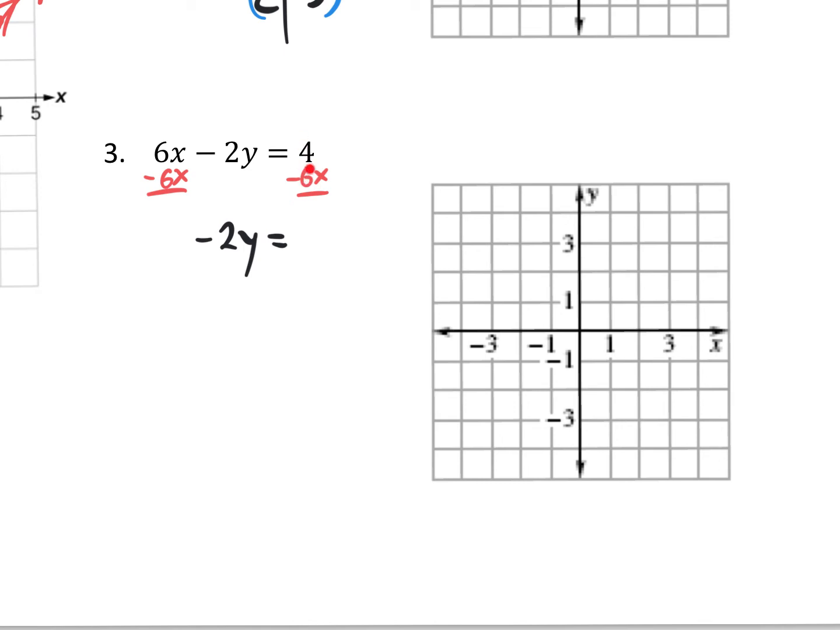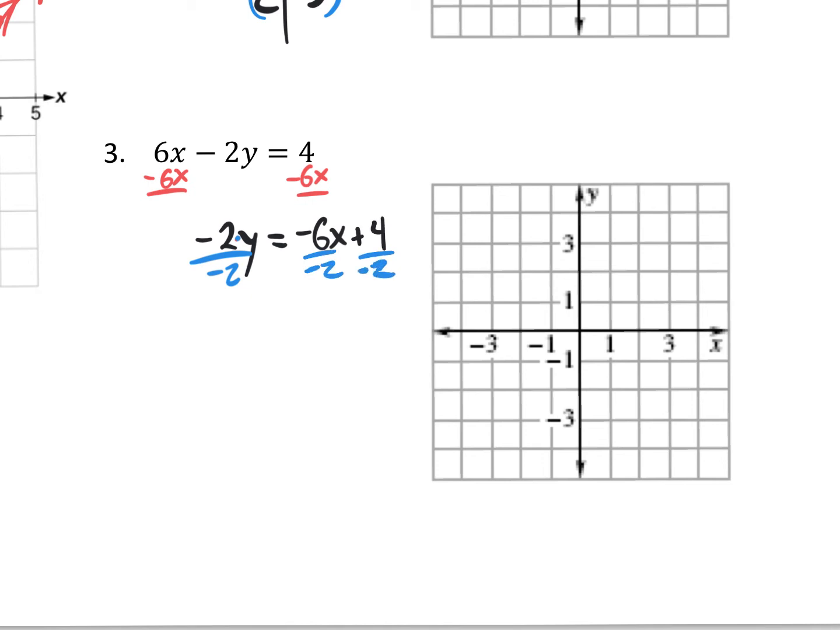So you could rewrite it, 4 take away 6x. But whenever you have numbers and letters, it's better to write the lettered term first. The negative 6, let's write that first, negative 6x. And afterwards, put plus 4 right next to it. Last but not least, I want to get y by itself. I want to get rid of that multiplication of negative 2 in front of the y. You get rid of multiplication by dividing. So divide by negative 2, divide by negative 2, divide by negative 2.